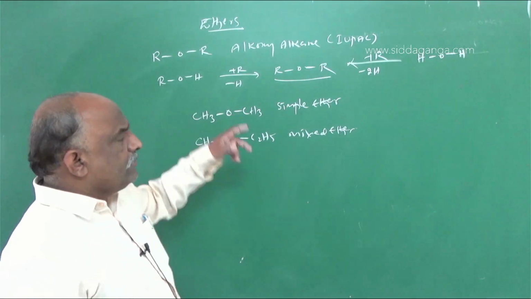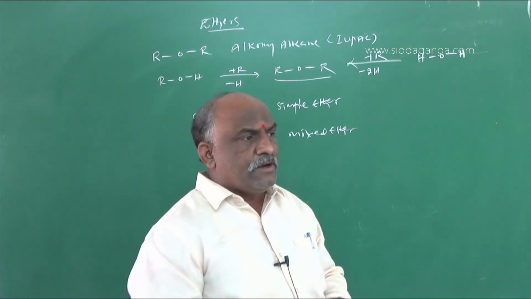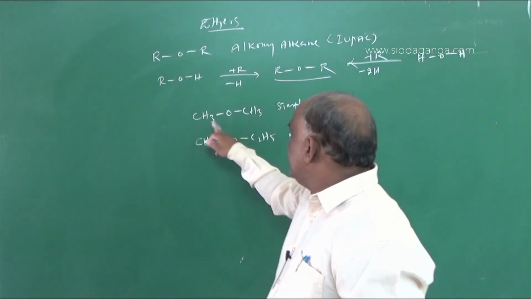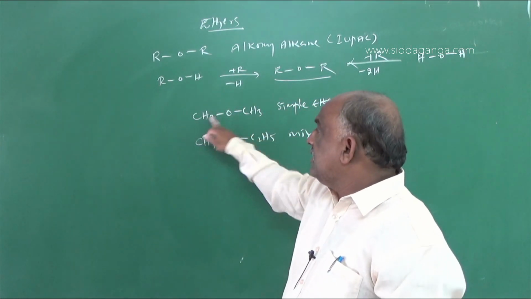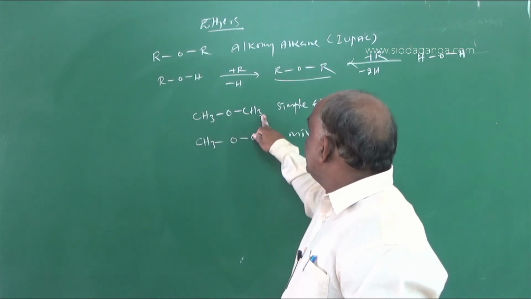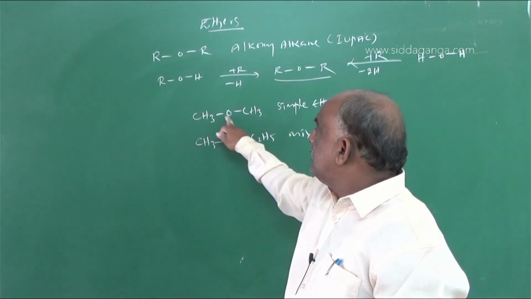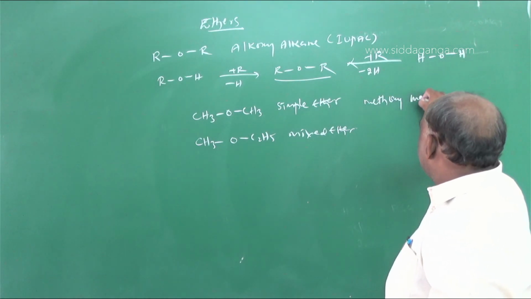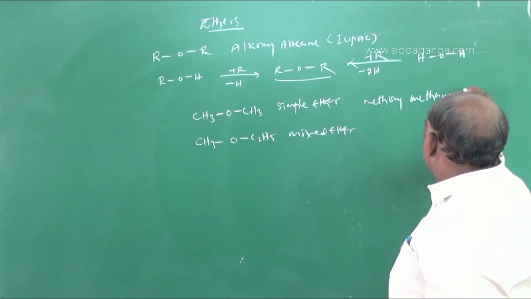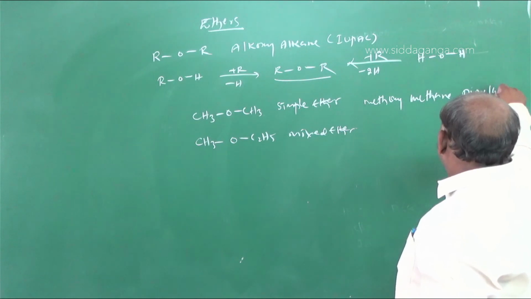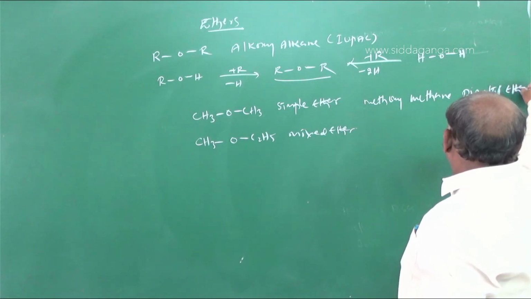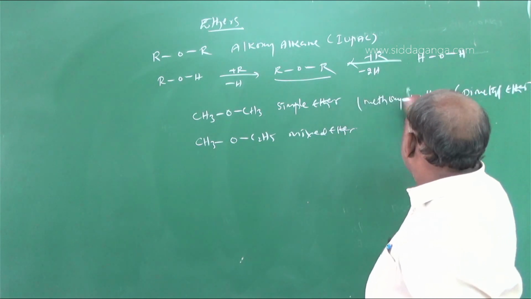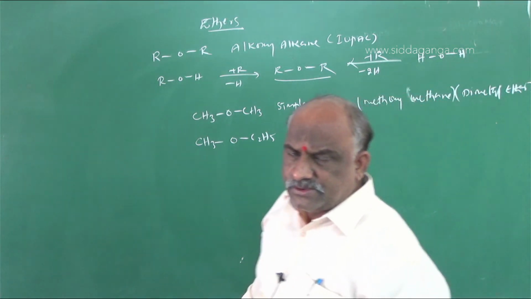For simple ether there is no difficulty, because a simple ether can be named by the common name: dimethyl ether, or by alkoxyalkane, methoxymethane. Dimethyl ether or methoxymethane. These are the names of these compounds.